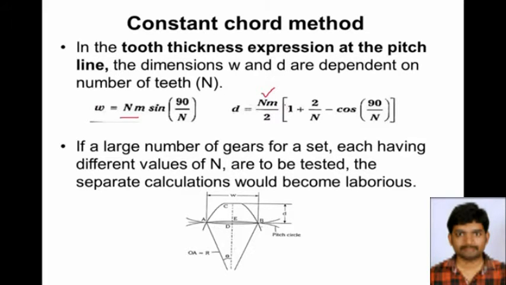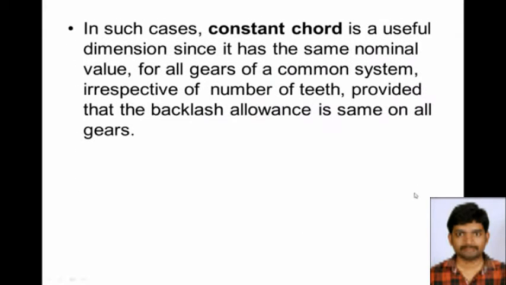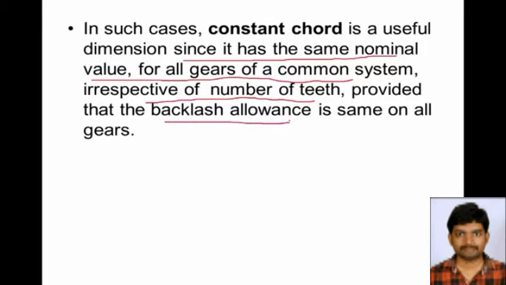If a large number of gears for a set, each having different values of N, are to be tested, then the separate calculations would become laborious. So in such cases the method of constant chord is a useful method. This constant chord is a very useful dimension since it has the same nominal value for all gears of a common system irrespective of the number of teeth, provided that the backlash allowance is the same on all the gears.